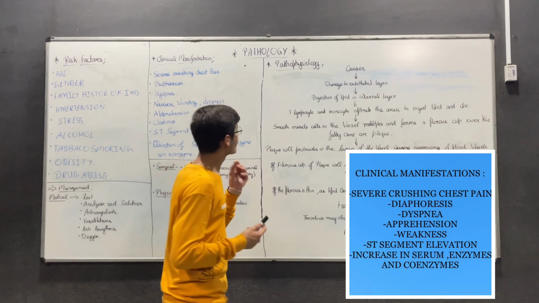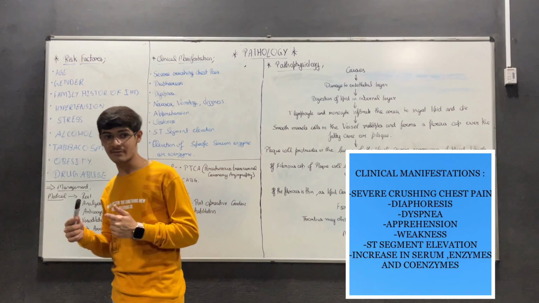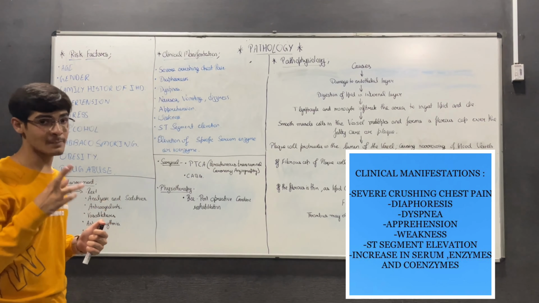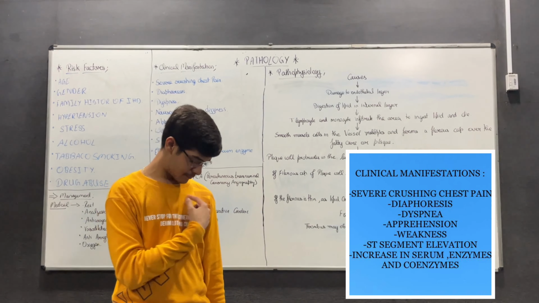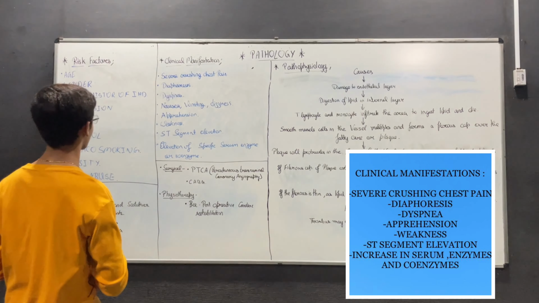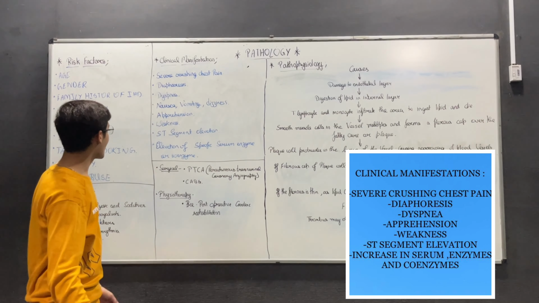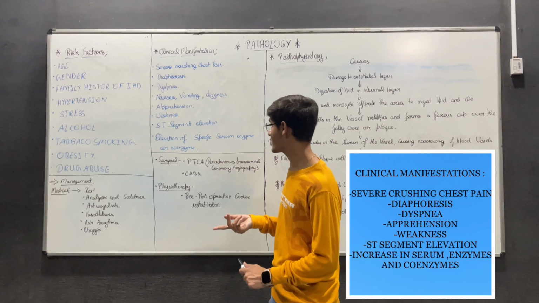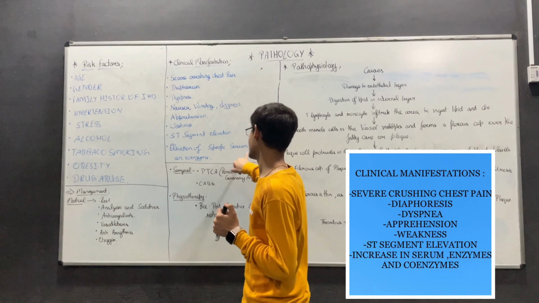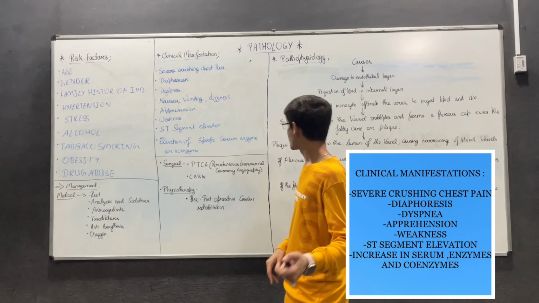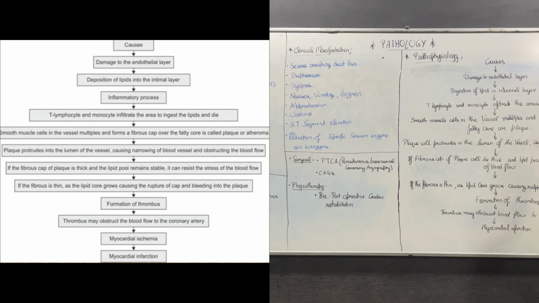So now let's see the clinical manifestations. There will be severe crushing chest pain. The person will have severe chest pain, and maybe there will be Levine sign positive. That means the whole left arm, shoulder tip, left chest, everything will be paining. Diaphoresis, dyspnea, nausea, vomiting, dizziness, apprehension. The person will feel weakness. ST segment elevation when checked in ECG, and elevation of specific serum enzymes or isoenzymes in the body.